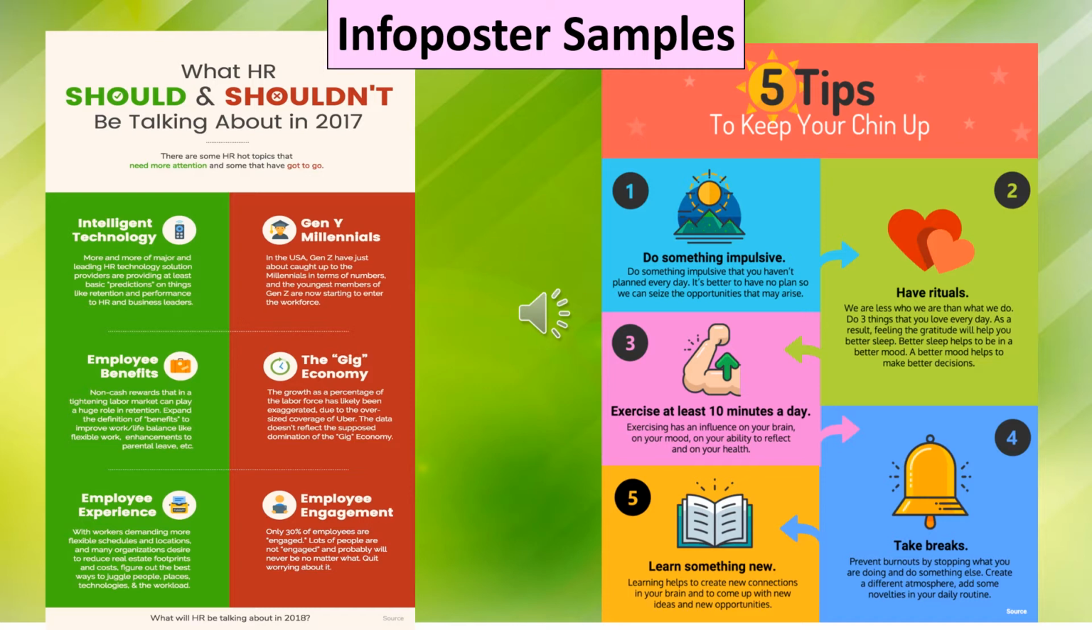Now let's see some examples of info posters. As you can see on this left part here, what HR should and shouldn't be talking about in 2017. So this is an example of an info poster. If you have noticed, it is written vertically. Yung orientation is vertical, pabarog siya, and wala kitay makita nga graph, di ba? Poster gyud siya style. It's a poster bearing information on what should and shouldn't. On the right side, 5 tips to keep your chin up. Wala gyapon siya graph, wala siya pie graph, timelines, or so on. That makes this an info poster. Ana siya ka-simple ang info poster.